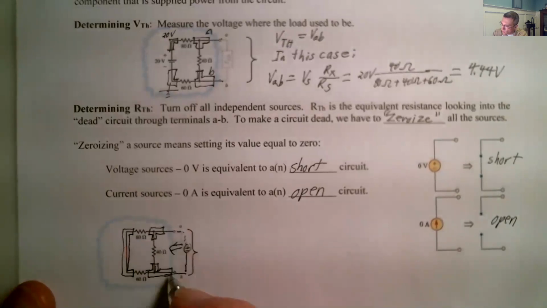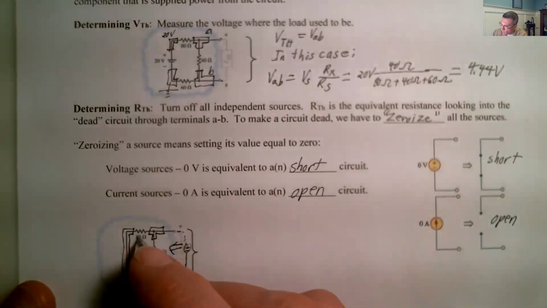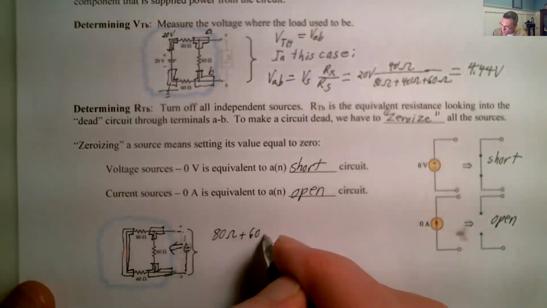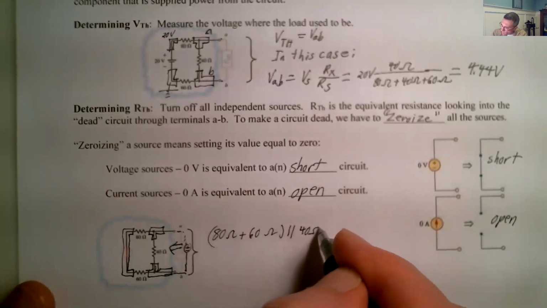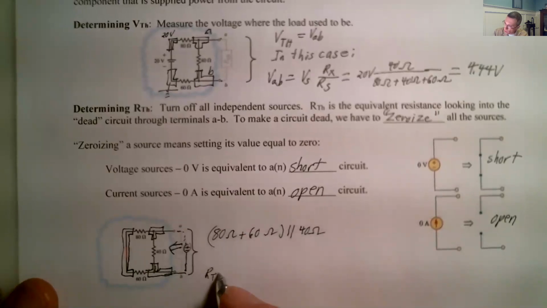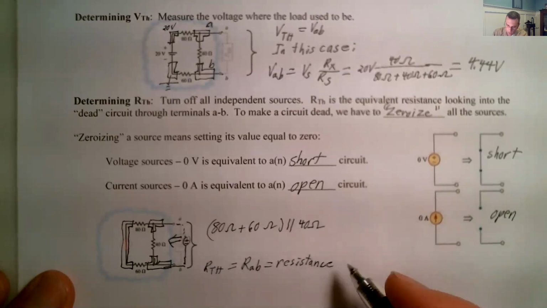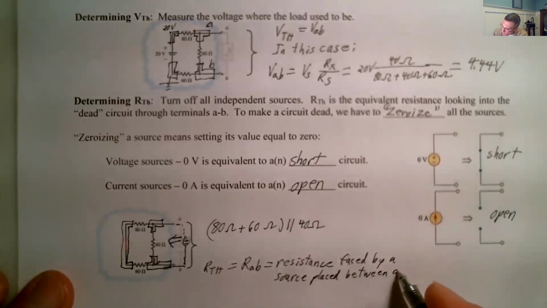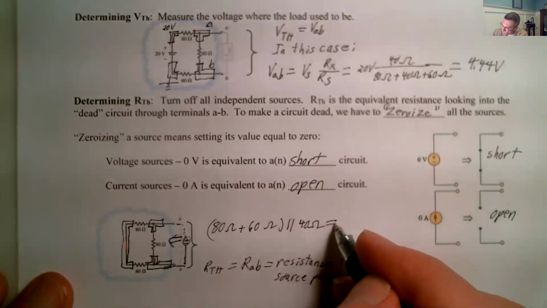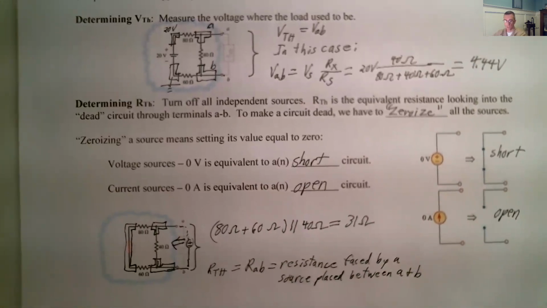And with that, we see that our source here has these two connected at that node. So this is in series with that. So the 80 and the 60, we say 80 ohms plus 60 ohms, and that is in parallel with our 40 ohms. So RTH is RAB, which is the resistance faced by a source placed between A and B. We run through this calculation and we find it's 31 ohms.